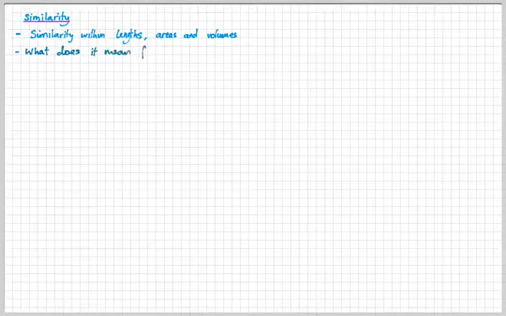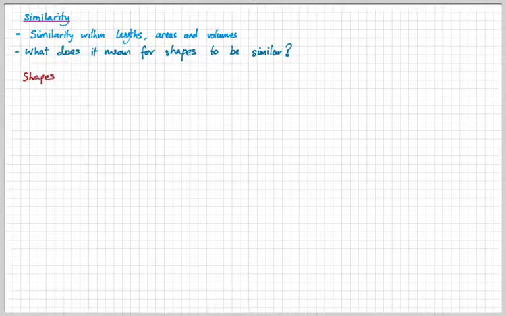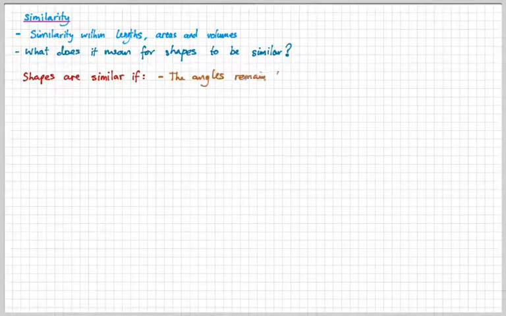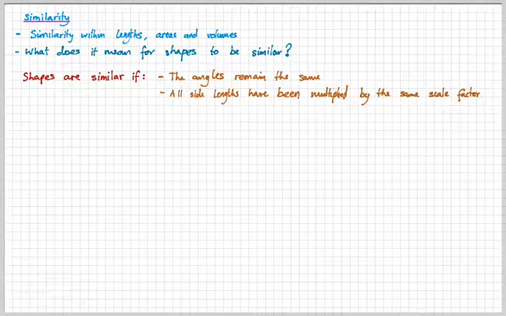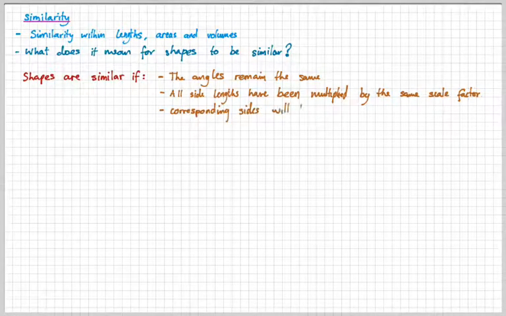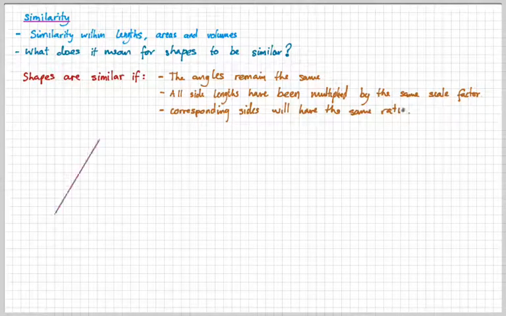Okay, so what does it mean for shapes to be similar? Well, it says on your sheet hopefully, it means that they have the same angles. So all the angles remain unchanged between two shapes. All side lengths will have been multiplied by the same scale factor. Okay? So they have been enlarged. One shape is enlarged to get to the next shape. And then this final one's a bit confusing, but I'll demonstrate what it means. Corresponding sides will have the same ratio. We'll look at that during the rest of this video.